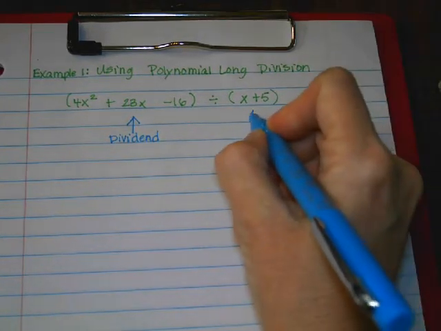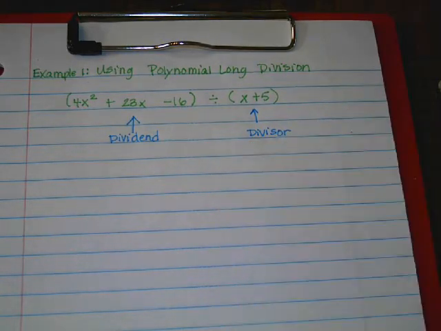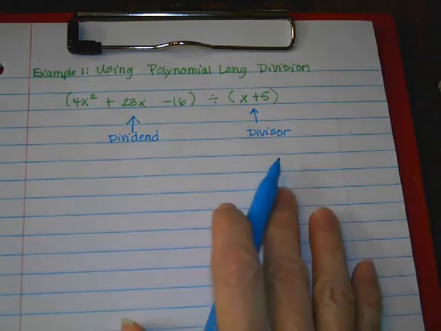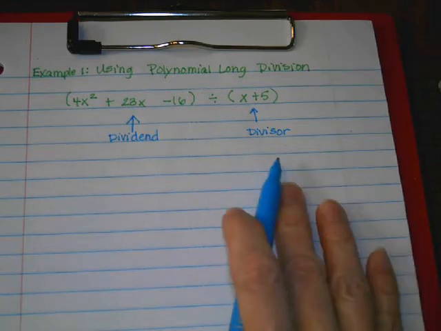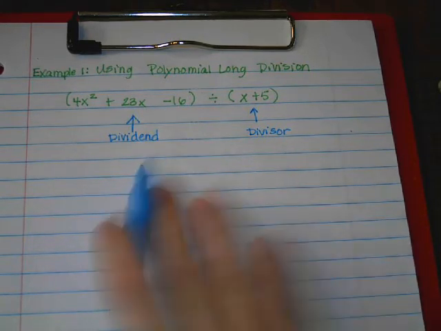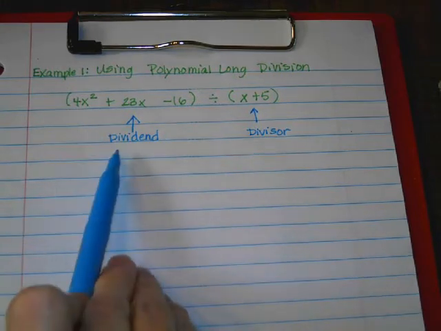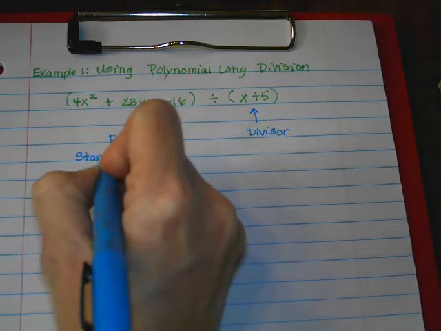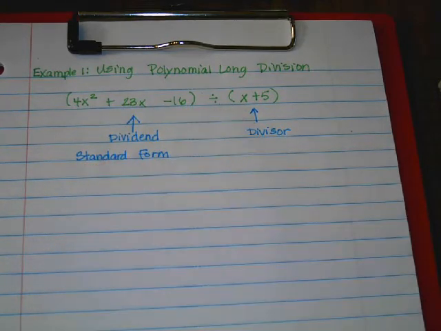This is your divisor. The divisor is what you're dividing by. So if you're going to divvy up this candy among 5 people, you take how much you have to divide up, and you're going to divide it by 5. So this is your dividend and your divisor. It's important that our dividend must be in standard form. So that's the most important thing, and we have to look for that.